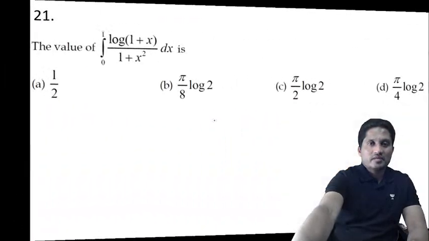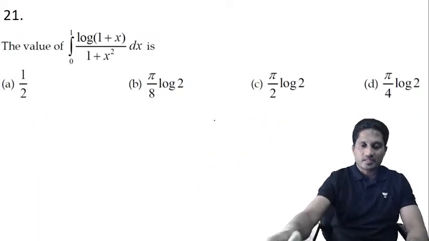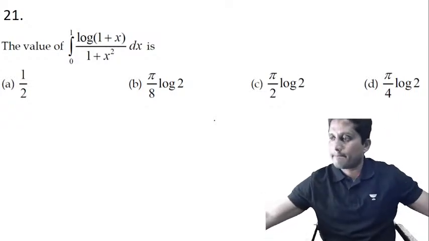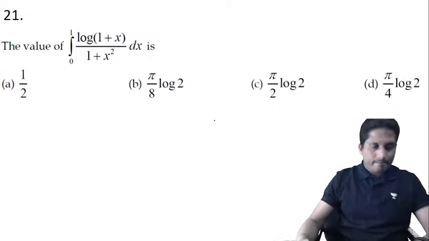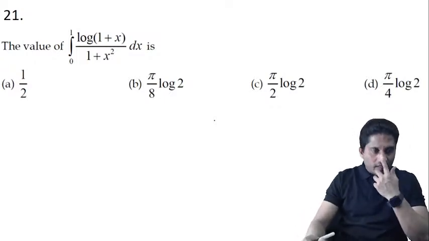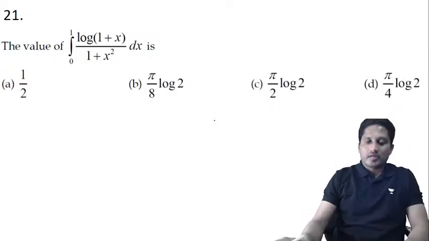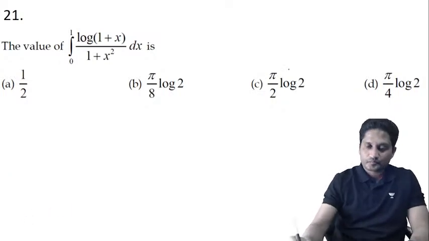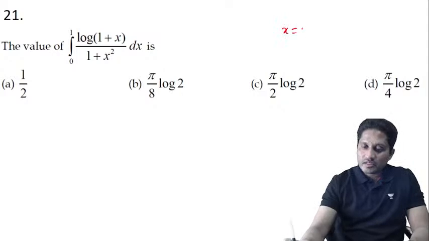We have done up to question number 20. Let us start from question number 21. 1 plus x square. Whenever you have 1 plus x square, you're going to substitute x is equal to tan theta, right? So I put x is equal to tan theta, and if I differentiate, I get dx is equal to sec square theta d theta.